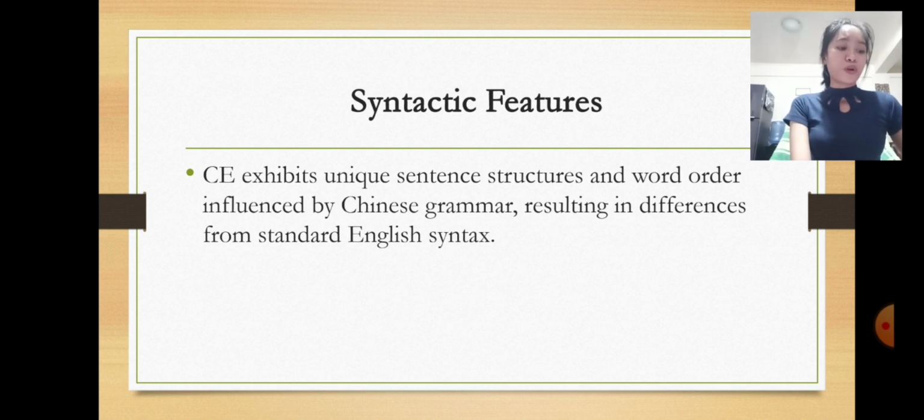In this example, the word order in Chinese English follows a simpler structure without the auxiliary verb am and the preposition to, reflecting the influence of Chinese grammar, which often omits auxiliary verbs and prepositions in similar contexts.